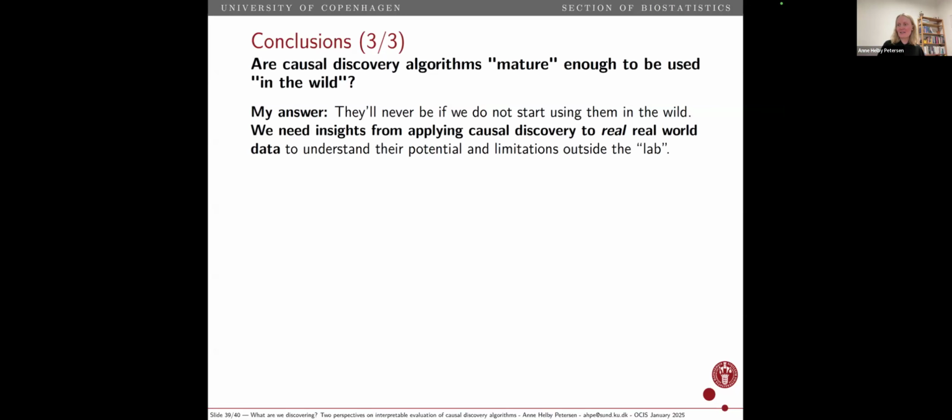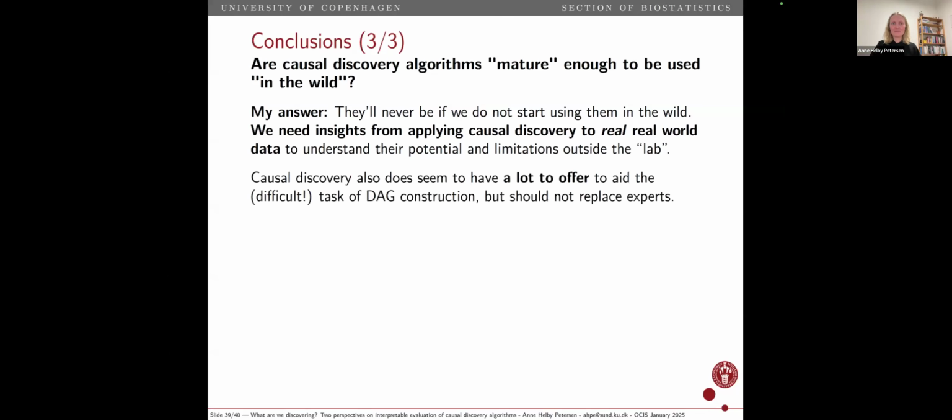I think, for instance, the NO TEARS algorithm, seeing that it does poorly on a real data set should have started some alarm bells, and then we could have understood, why is that happening? Why doesn't it transport well? I think the algorithms also have a lot to offer, and constructing DAGs is difficult. So there is a lot to gain here.